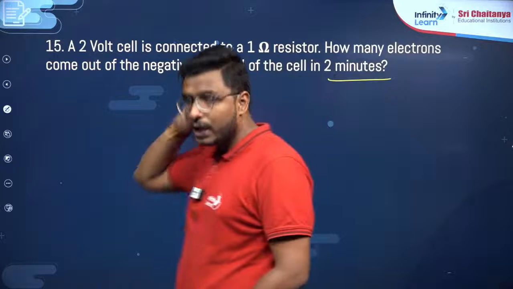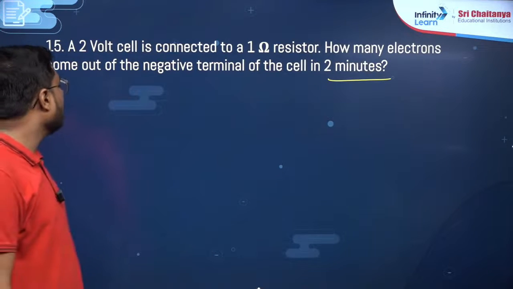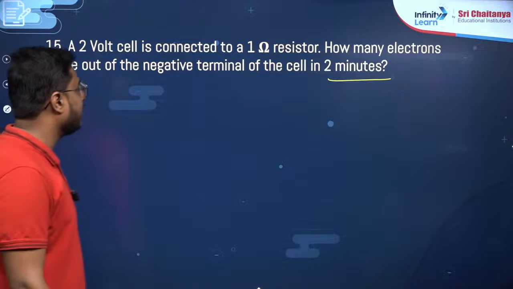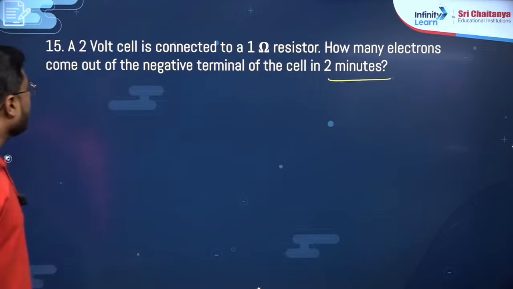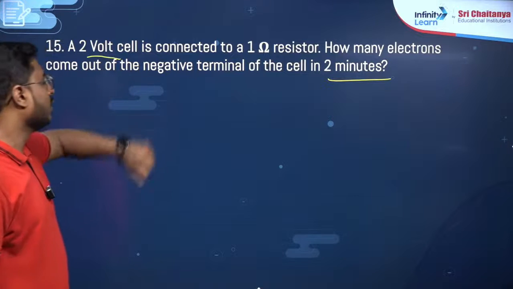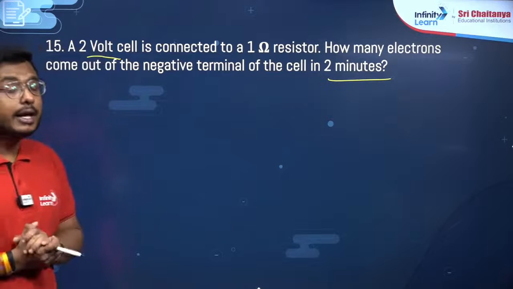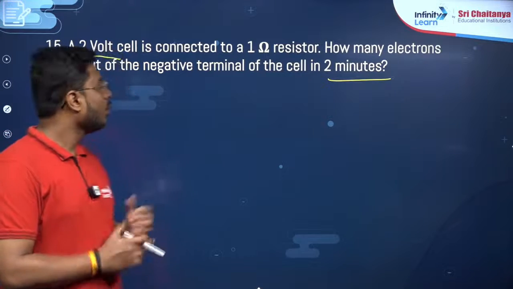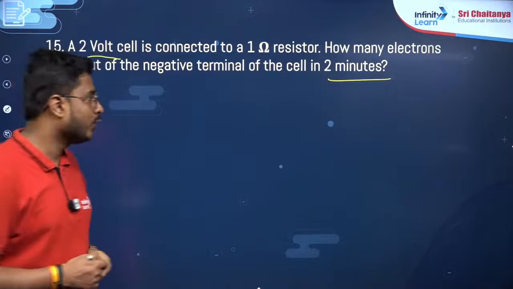Again, you need to calculate the number of electrons here. How many electrons come out of the negative terminal of the cell in 2 minutes? The time is given as 2 minutes, the resistance is 1 ohm, and the potential is 2 volt. With the help of potential and resistance you can calculate the electric current flowing. Once you have calculated the current, you can calculate the number of electrons flowing in 2 minutes.